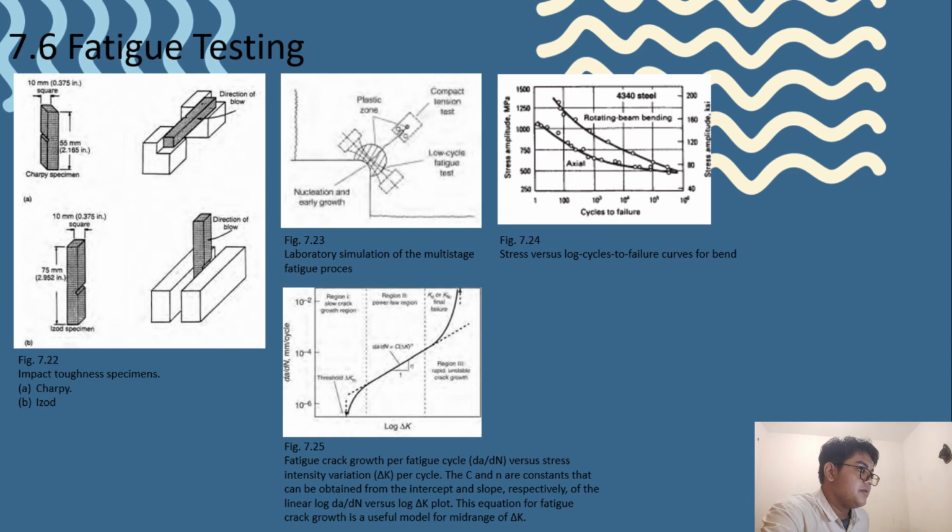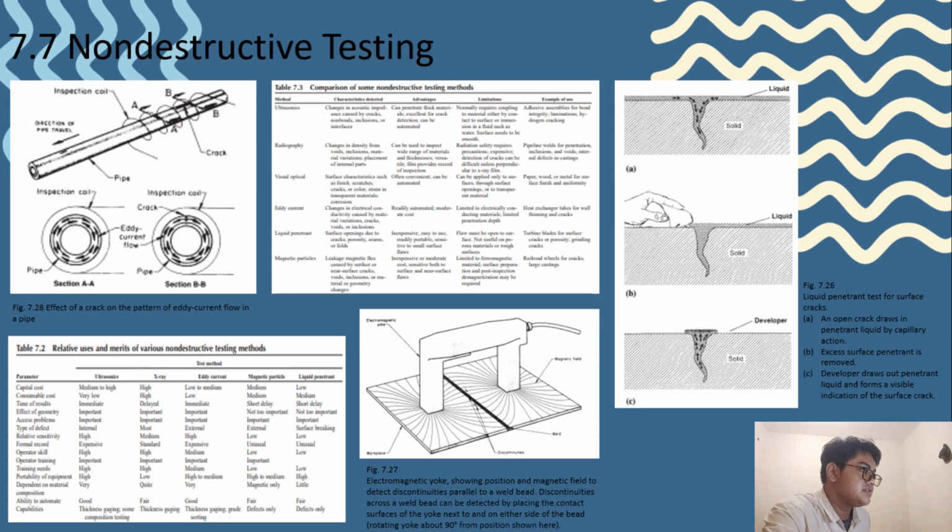Next, we get 7.7, non-destructive testing. First, we get Table 7.2. Here, the relative uses and merits of various non-destructive testing methods. Then, as we can see there in the table, we also get the next table, Table 7.3, the comparison of some non-destructive testing methods.